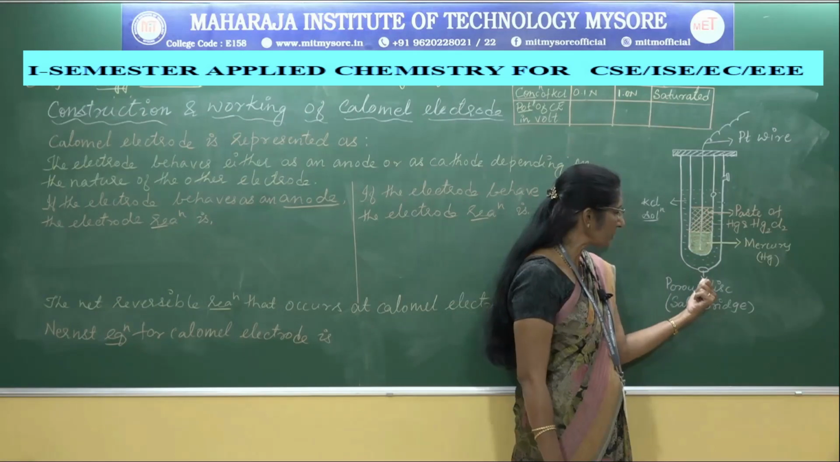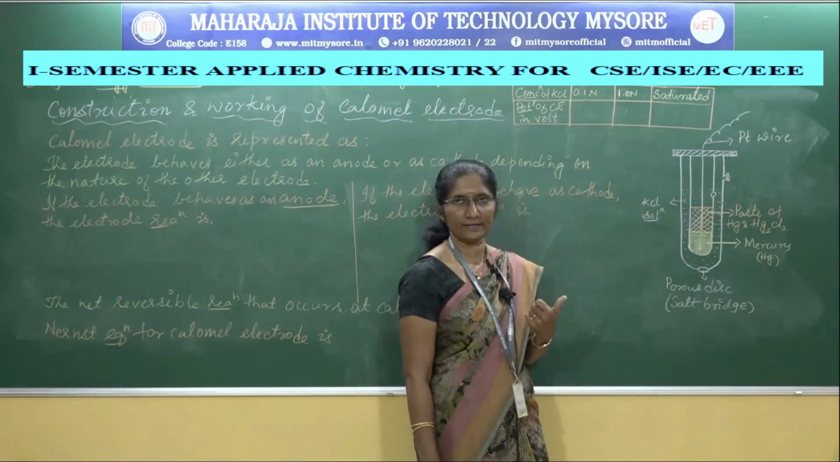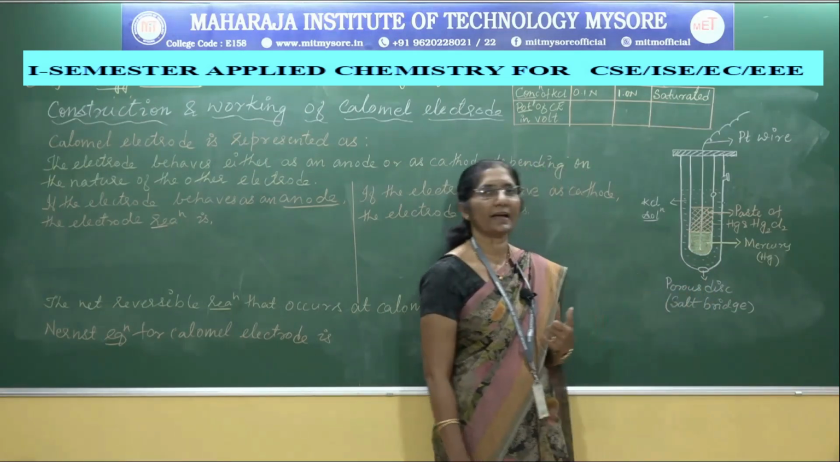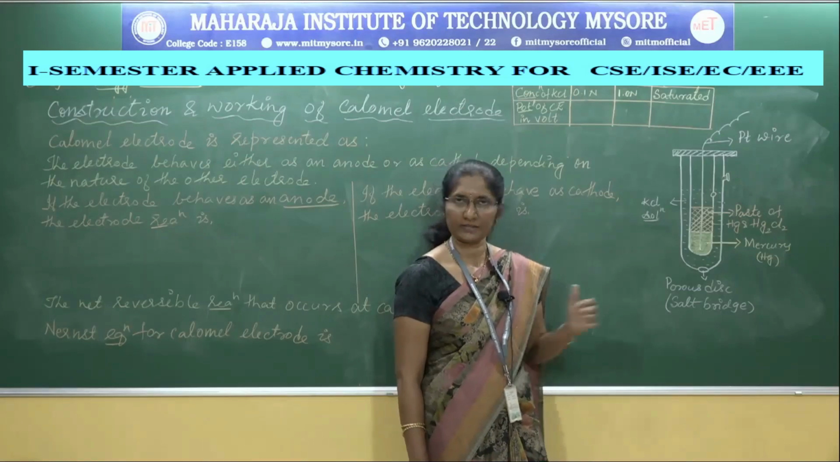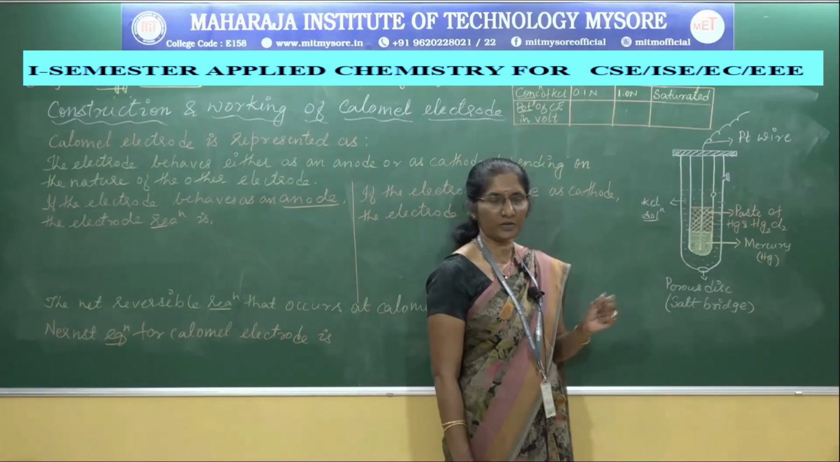At the bottom of the outer tube there is a porous disc. This porous disc acts as a salt bridge. Is the construction of the calomel electrode clear?